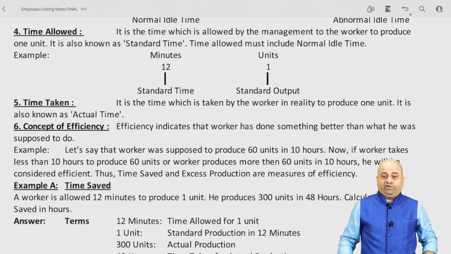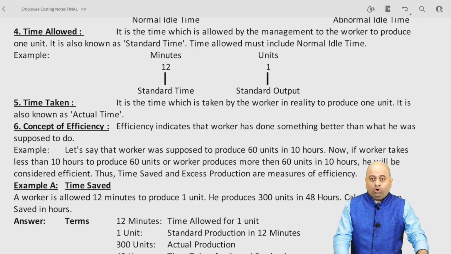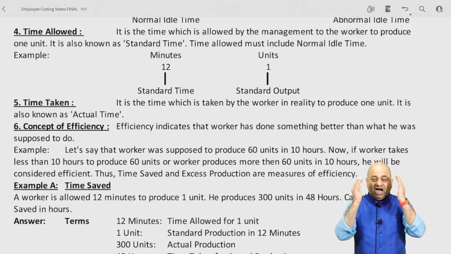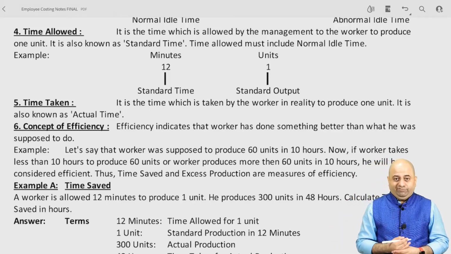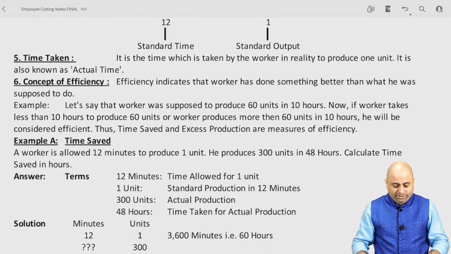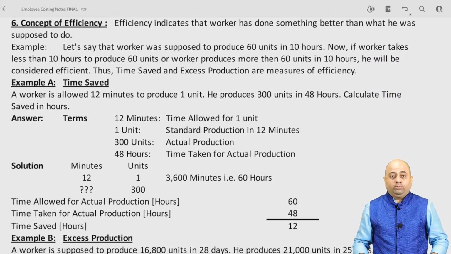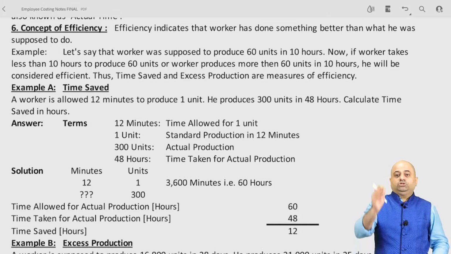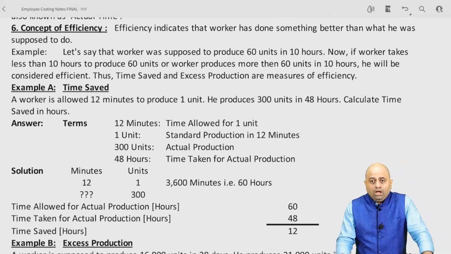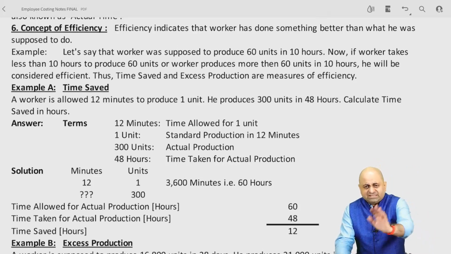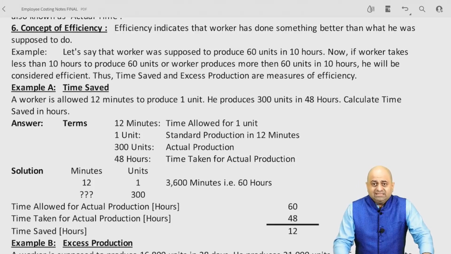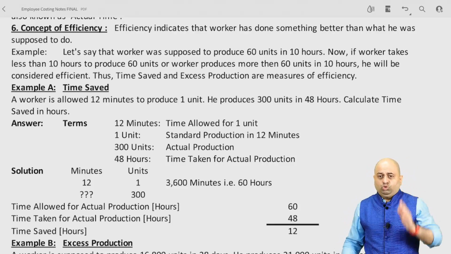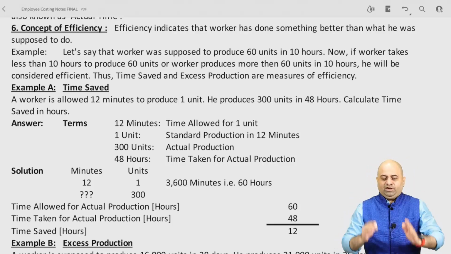And now, my dear friends, we move on to the concept of efficiency. A large chunk of this chapter depends upon this concept itself. I'll just swipe it up, bring that in front of you, my dear friends, and please concentrate. What do you mean by efficiency? In simple words, efficiency means that the worker has done something better than what he was supposed to do. That is for this chapter. I would like to take that as a meaning.